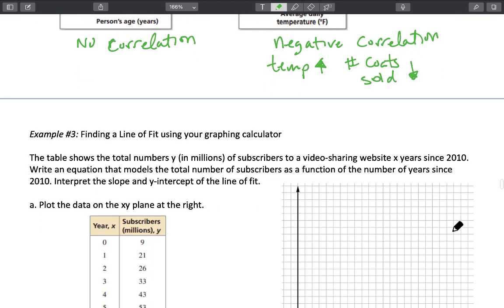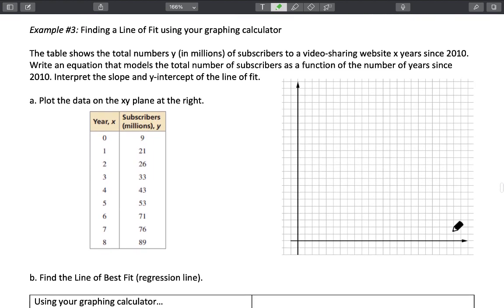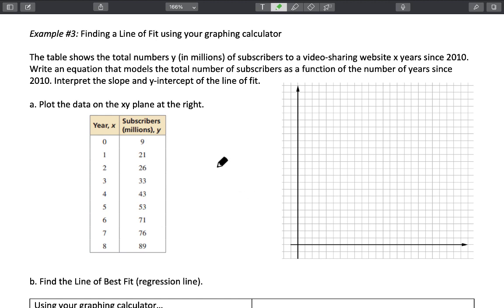All right, moving on to example 3, and here's where you're going to want to grab your graphing calculator. The table shows the number Y in millions of subscribers to a video sharing website X years since 2010. Write an equation that models the total number of subscribers as a function of the number of years since 2010. Interpret the slope and the y-intercept of the line of best fit.